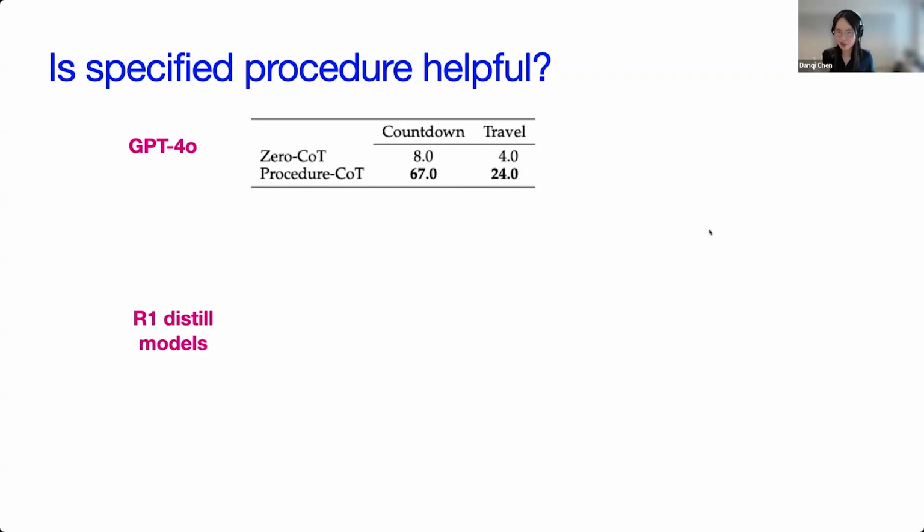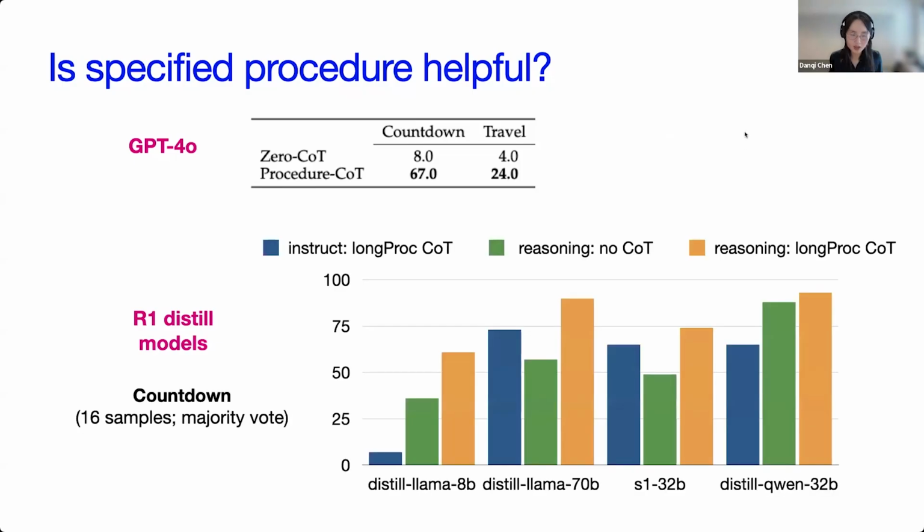So next, I want to show you something really interesting to me. We did not put this result in the paper. We recently tested the R1 distilled models. We want to understand if the models have already been trained with reasoning or long chain of thought, whether the model still needs this kind of pre-specified procedure. So here are the results on countdown. They're the bottom result numbers here. Basically, we consider 4 reasoning models.